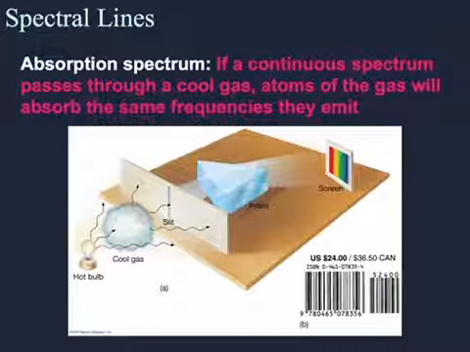If you take a continuous spectrum like we saw with an illuminated incandescent light bulb, a normal light bulb, and it passes through some cool gas, atoms of the gas will absorb the exact same frequencies that they actually emit. So you can identify what that cooler gas is made of by looking at the absorption spectrum.